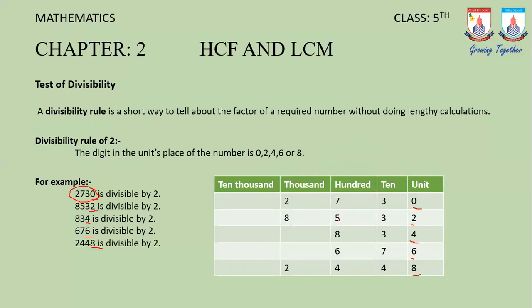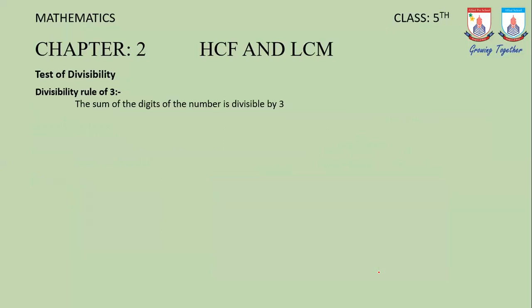Similarly, 8532, 834, 676 and 2448 are also divisible by 2. Next divisibility test is 3.